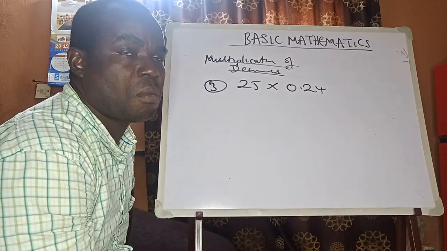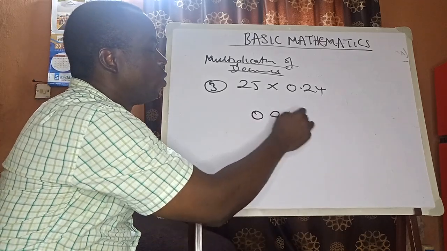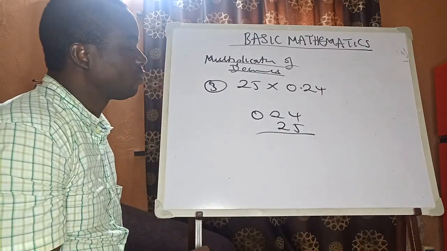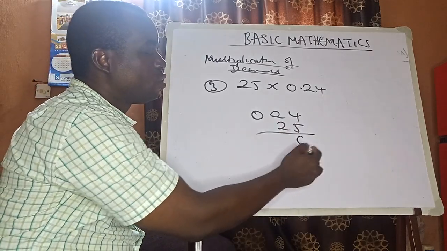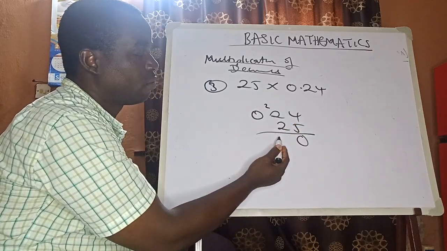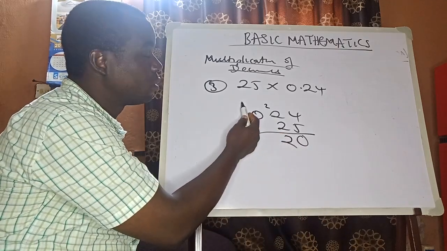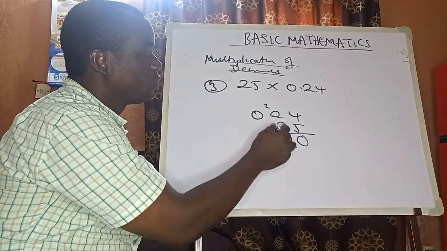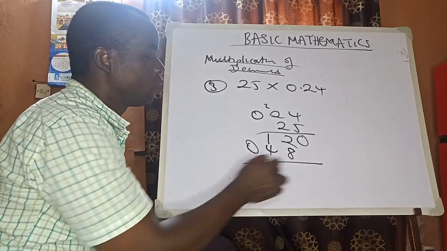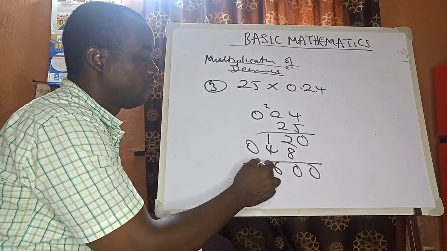Let's see what it's like. Remove all the points. Bring this one first, 0.24. This one will now be 25. Let's see what it gives us. 5 times 4 is 20, so you have 0 carry 2. 5 times 2 is 10 plus 2, 12. So you have 2 carry 1. 5 times 0 is 0 plus 1, 1. 2 times 4, 8. 2 times 2, 4. 2 times 0, 0. So add up, you have 0, 10, 6, and 0.